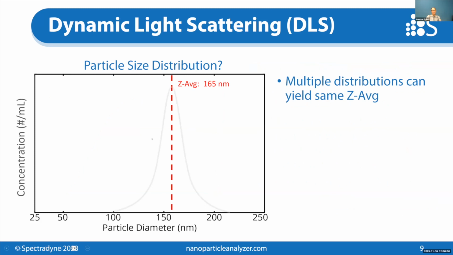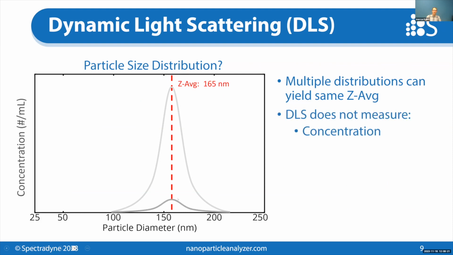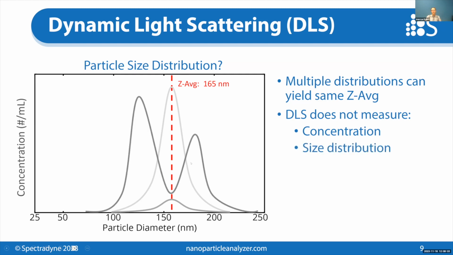It's possible that your sample looks like this: a nice monomodal distribution of particle sizes centered at 165 nanometers. It's also possible, because we're not measuring concentration, that the distribution looks like this, a 10-fold lower concentration, and you won't know that. This is still a pretty nice example. It could also be that the distribution is more complex, but it averages out to a Z average of 165 nanometers.